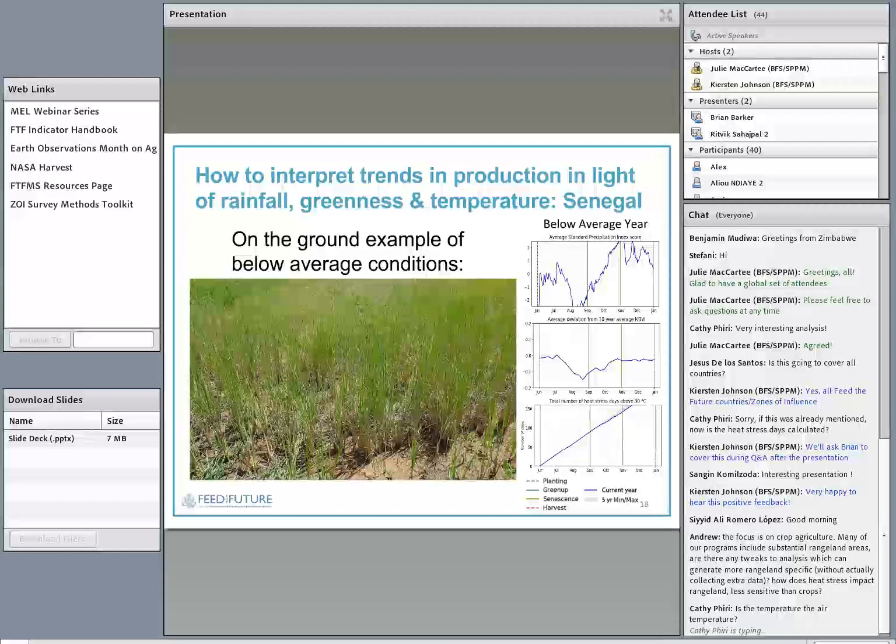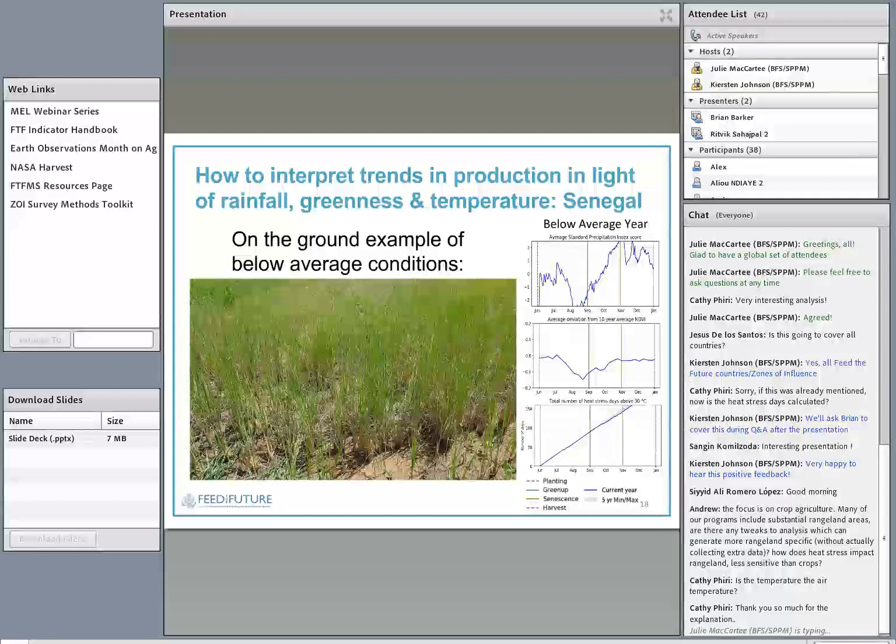Okay. Thanks, Brian. Thank you very much, Ritvik. We also have another question regarding heat stress impact on rangelands, being less sensitive than crops. Unfortunately, my expertise is not in rangelands, so I'm not able to answer that. Ritvik, do you have any information on that?